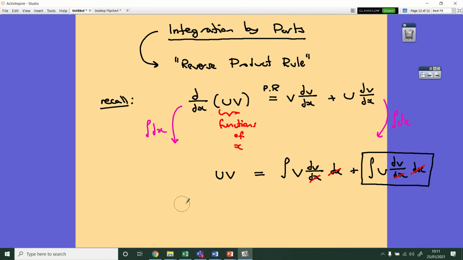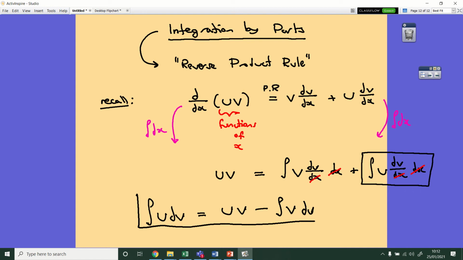Okay, so with a bit of rearranging, we've got this, and this is our integration by parts formula. So the integral of u dv equals uv minus this term in the middle, which is the integral of v du. Okay, so I'm going to box this around. This is my integration by parts formula, which I'm going to refer to as IBP.